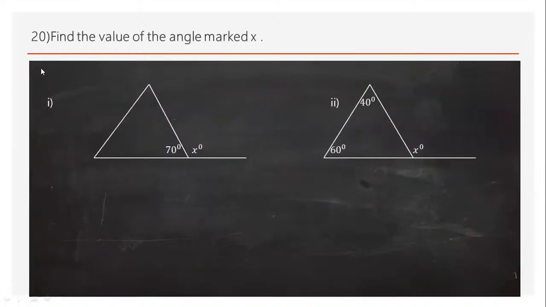Find the value of the angle marked x. It means you have to get the value for this x. These two add up to 180, supplementary. x plus 70 equals 180, supplementary.